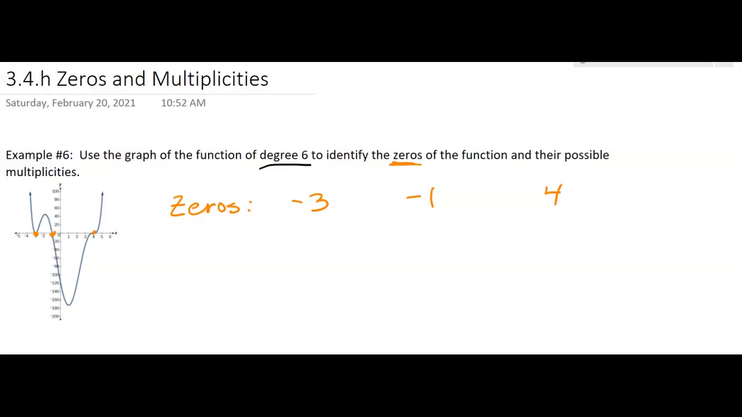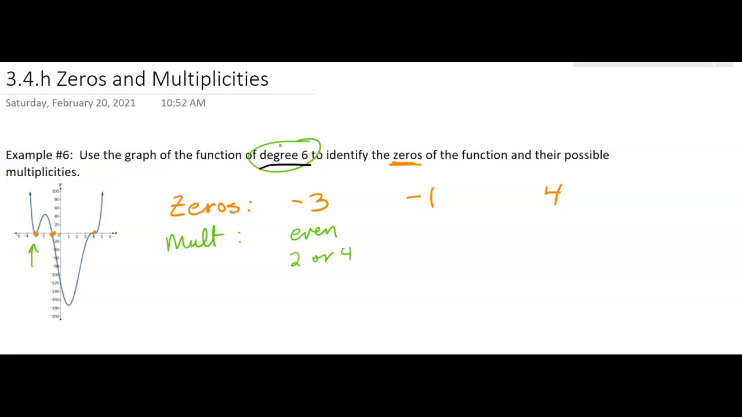Now let's talk about multiplicity. We can tell by looking at the graph if it touches or crosses. Well, so for this one here at -3, it's touching, right? So it's got to be an even multiplicity. Could be 2. I guess maybe it could be 4. We'll come back to that. Could it be 6? No, because you've only got degree 6. So it can't be 6, because then we wouldn't get those other zeros. Okay, remember the total of the multiplicities has to equal the degree.